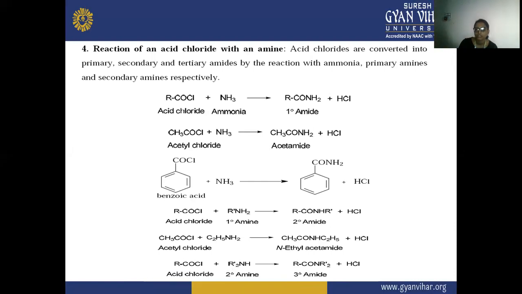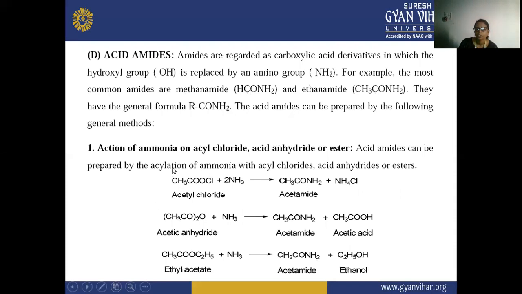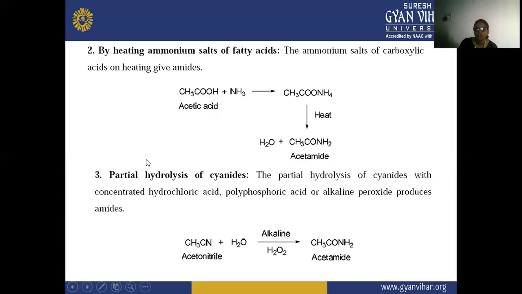In the first reaction, there is a reaction of ammonia with acid chloride, acid anhydride, or ester. Next is by heating the ammonium salt of a fatty acid. First we prepare the ammonium salt of the carboxylic acid. After that we heat it, and there is a formation of acetamide plus a water molecule.